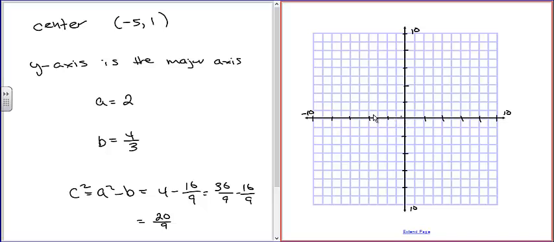Okay, so you go -5. So 1, 2, 3, 4, 5, +1. So there's my center. My major axis is the y direction, so it's 2. So I go up 2. I go down 2.